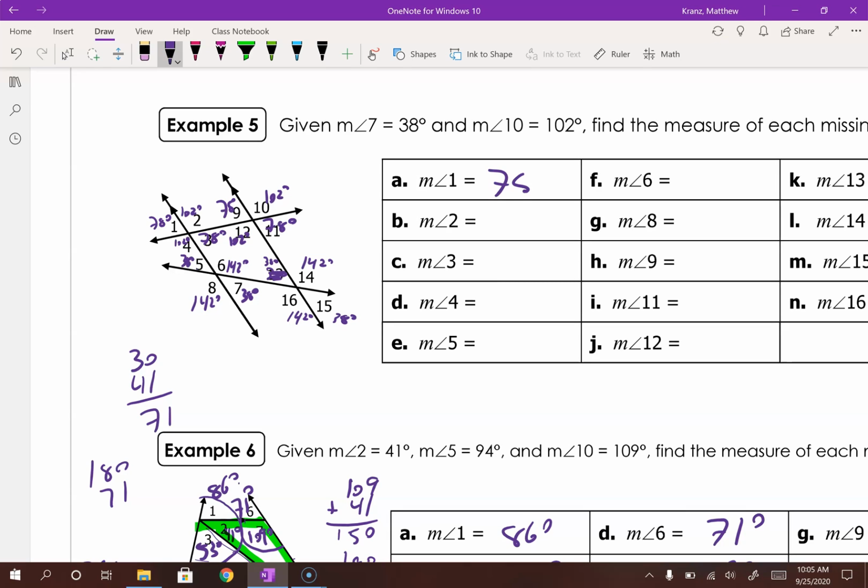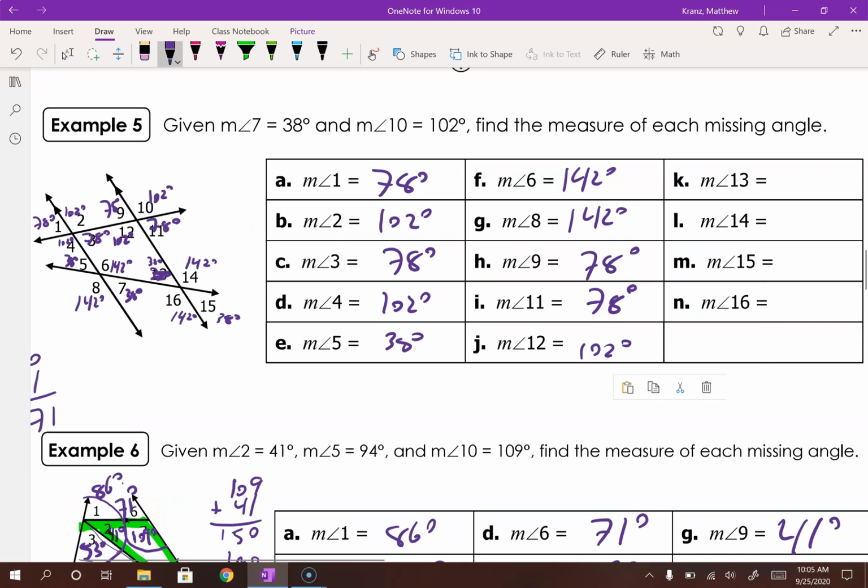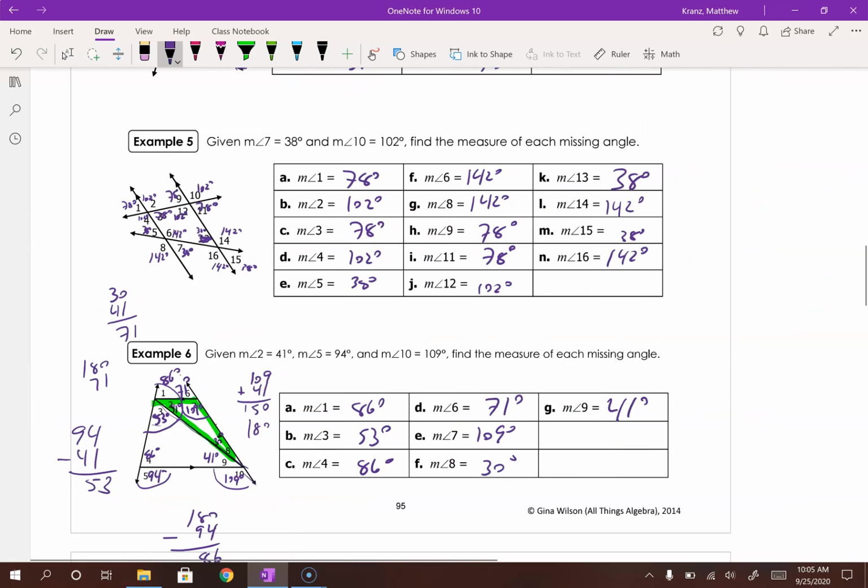So we had angle 1, right? 78, 102, 78, 102. We had 38, 142, 142, 78, 78, 102. And then we had 38, 142, 38, 142. All right.